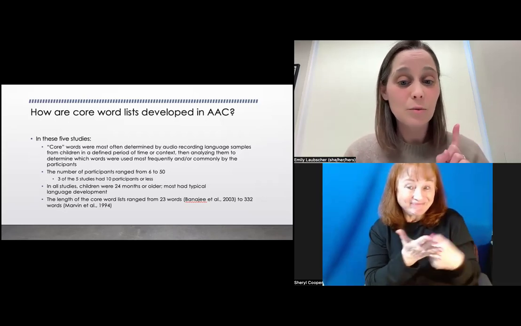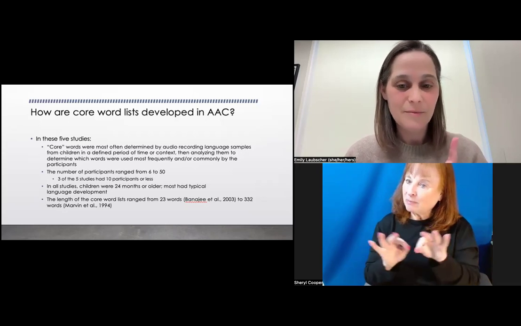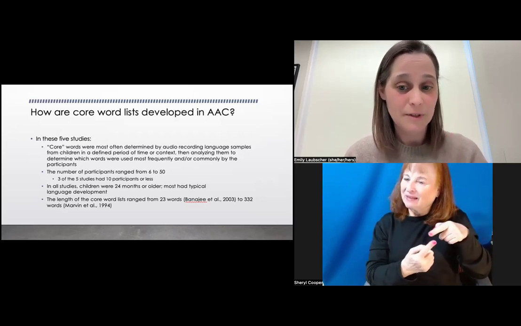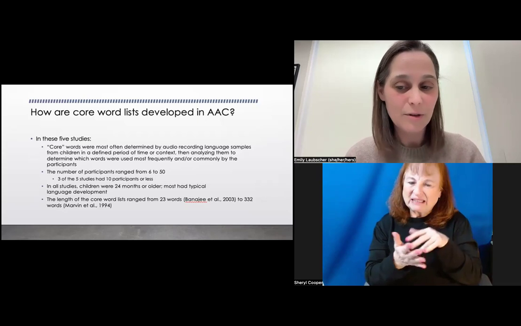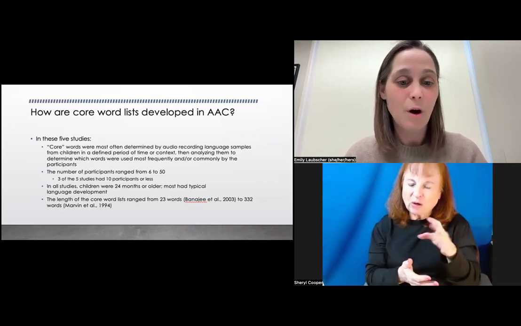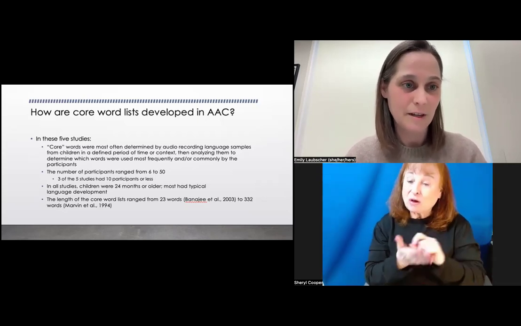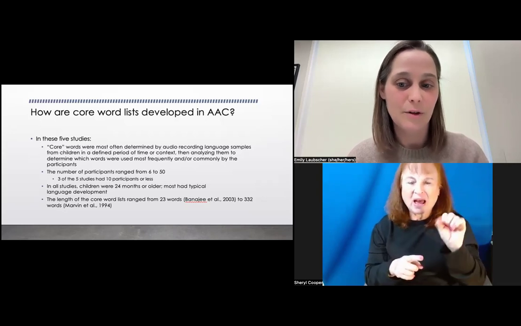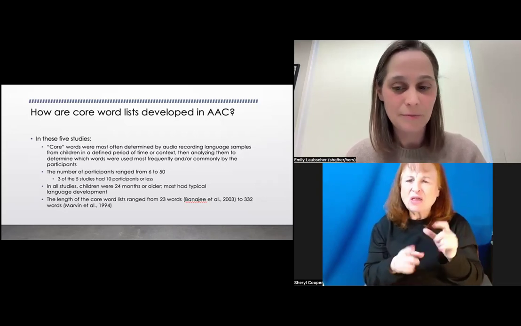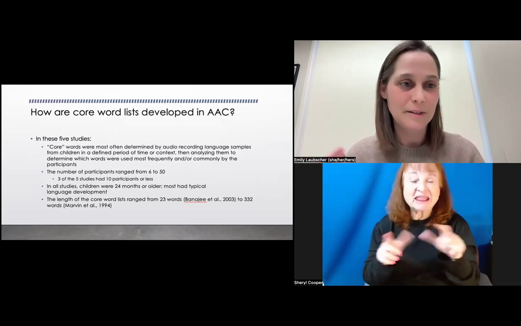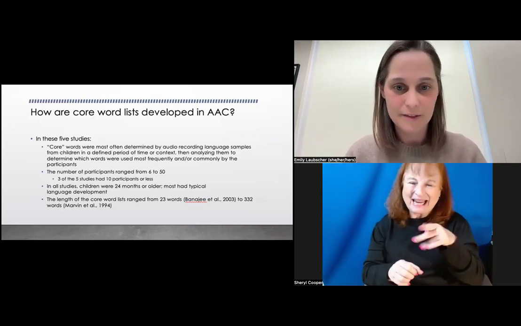There was one very important exception, which was the Friedogen and Moore study, which did collect language samples, but those authors also sought input from parents and other stakeholders about the words that their children might need or want to say. So there were language samples plus input from stakeholders in that study.